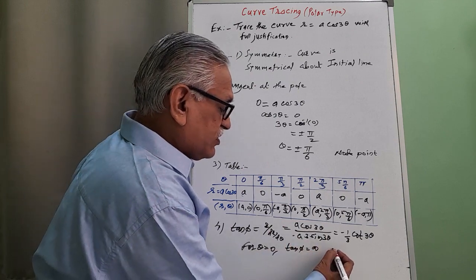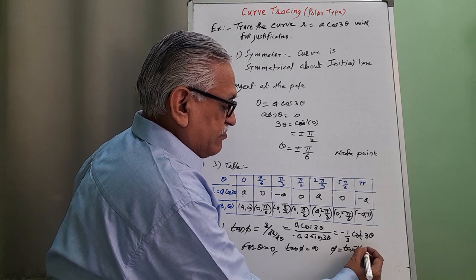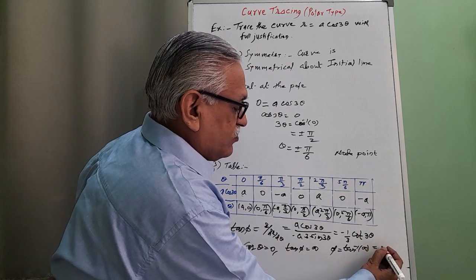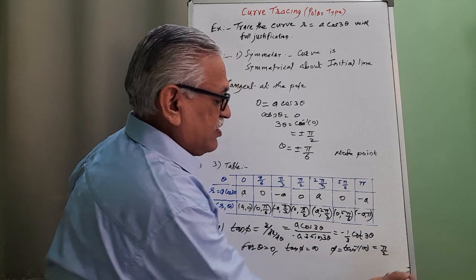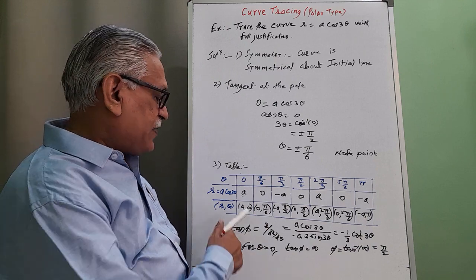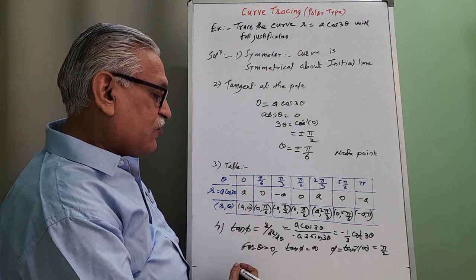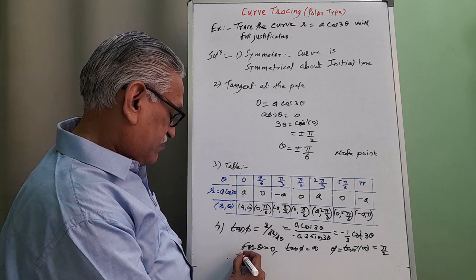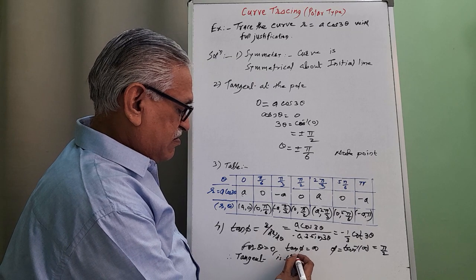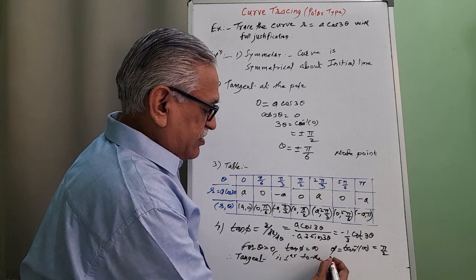And therefore φ is equal to tan inverse of infinity. The value of tan inverse of infinity is π/2. This means the tangent is perpendicular to the radius vector for θ = 0. Therefore, it is perpendicular to the radius vector.